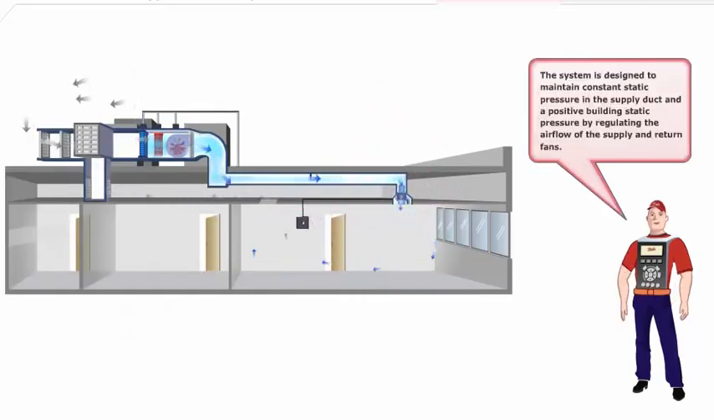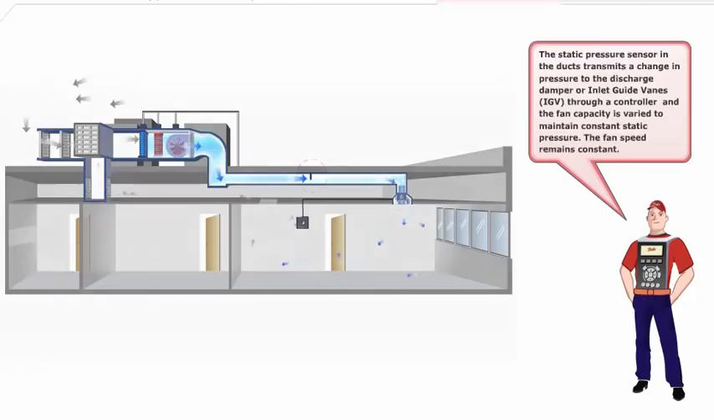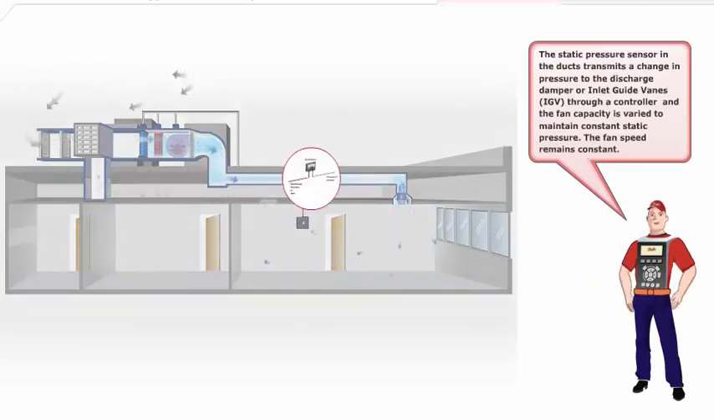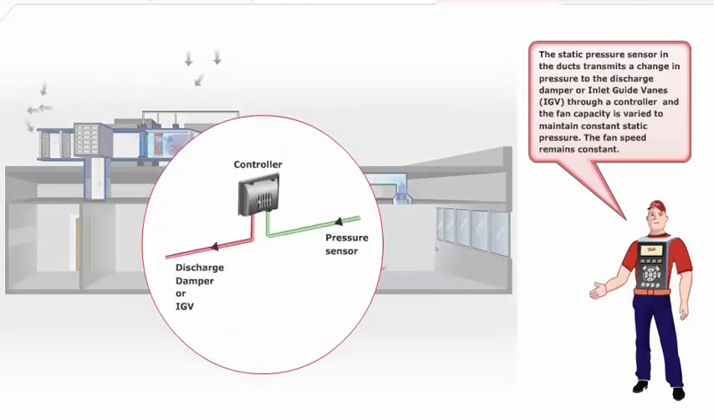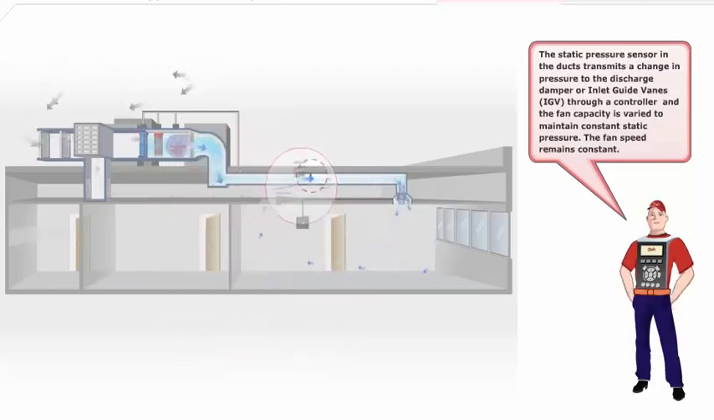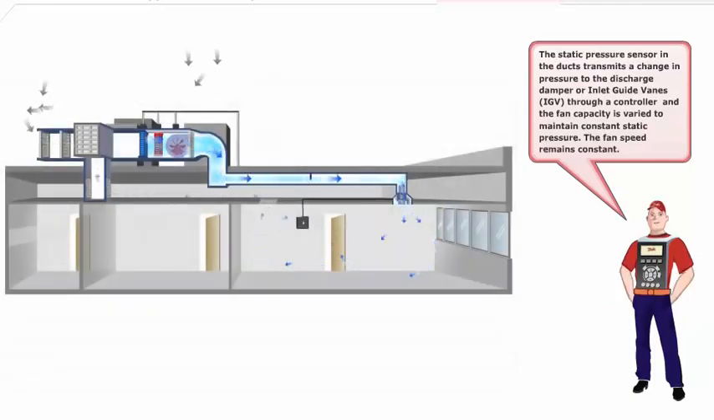The system is designed to maintain constant static pressure in the supply duct and a positive building static pressure by regulating the airflow of the supply and return fans. The static pressure sensor in the ducts transmits a change in pressure to the discharge damper or inlet guide vanes through a controller, and the fan capacity is varied to maintain constant static pressure. The fan speed remains constant.